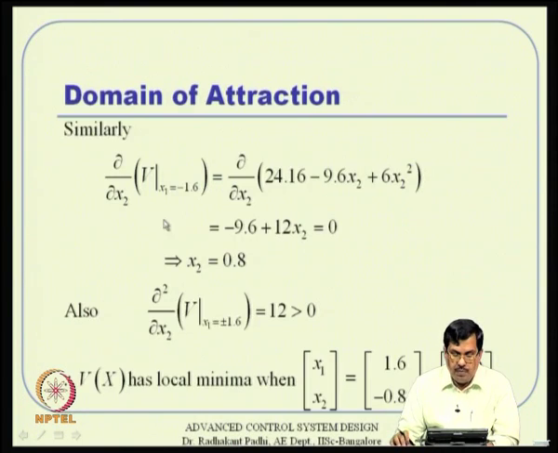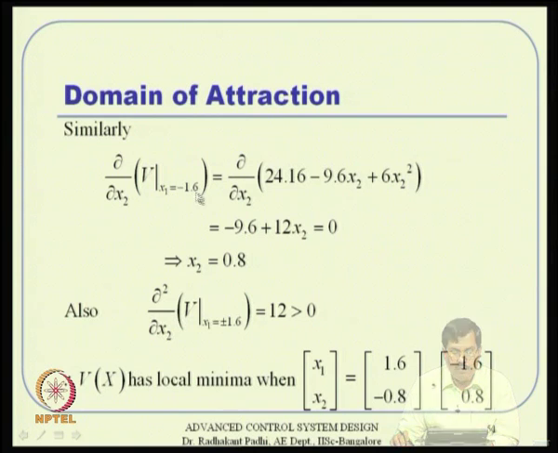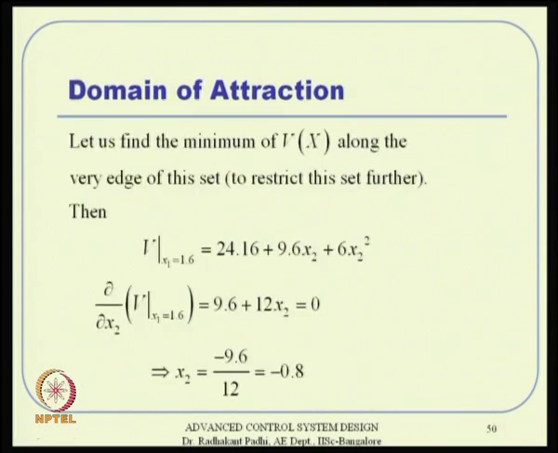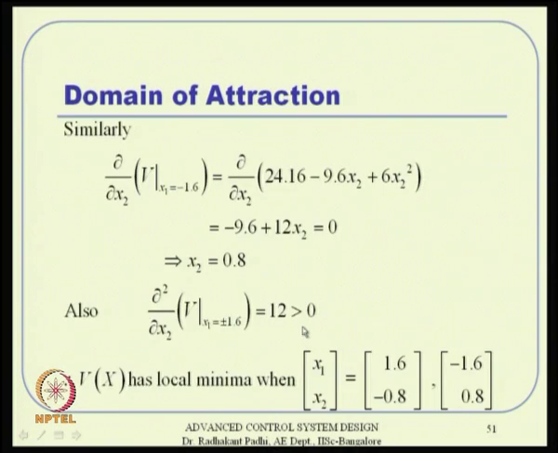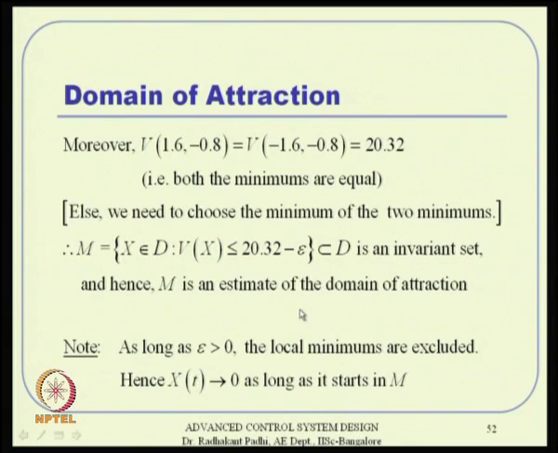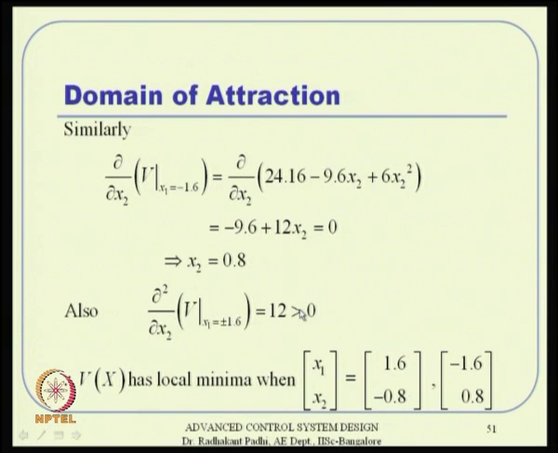Similarly, if you take the other one, x1 is minus 1.6, and if you do the same algebra, it turns out that it is plus 0.8 actually. And del x2... sorry, this can happen for both minimum and maximum. So we want to make sure what is really happening, and for that we need a partial second order derivative sort of thing.